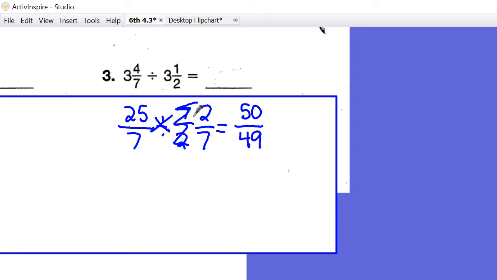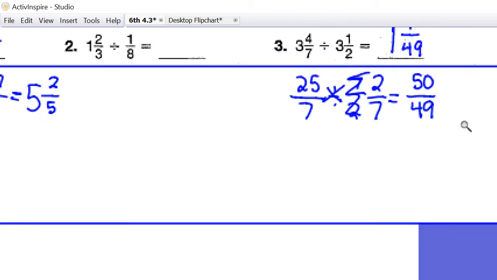And I get 50/49, which is really, really close to 1 whole, but it's just a little tiny bit over 1 whole. 50 divided by 49 is 1 whole with 1 left over, and the denominator remains 49. The answer is 1 and 1/49.